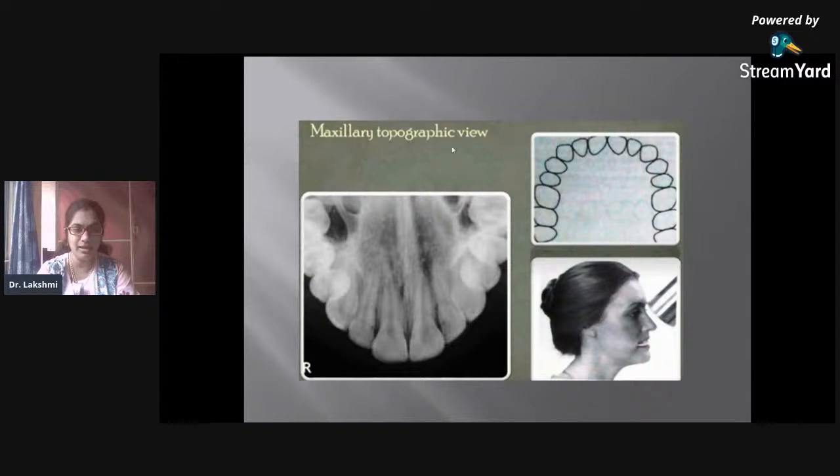The first landmark is also here, okay? And this is how it looks. And this is the patient position. Can you see the cone here? The central beam enters the patient through the tip of the nose. Okay, this is a maxillary topographic or anterior view.